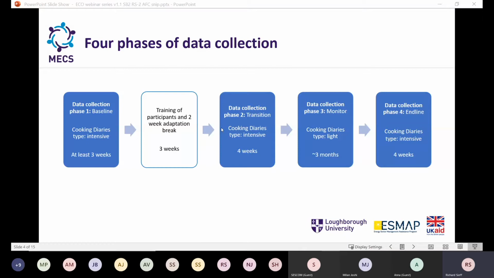into cooking practices. Phase 3 data collection is a light version of the cooking diary, but this happens over a longer period. It's used to see how usage of the electric cookers changes over that time and to gather more targeted cooking data just about the use of the electric cookers. And finally, phase 4 is an Endline cooking diary, also intensive, to understand how the electric cookers have become part of standard cooking practices and activities. So now I'll run through each of these in a bit more detail.